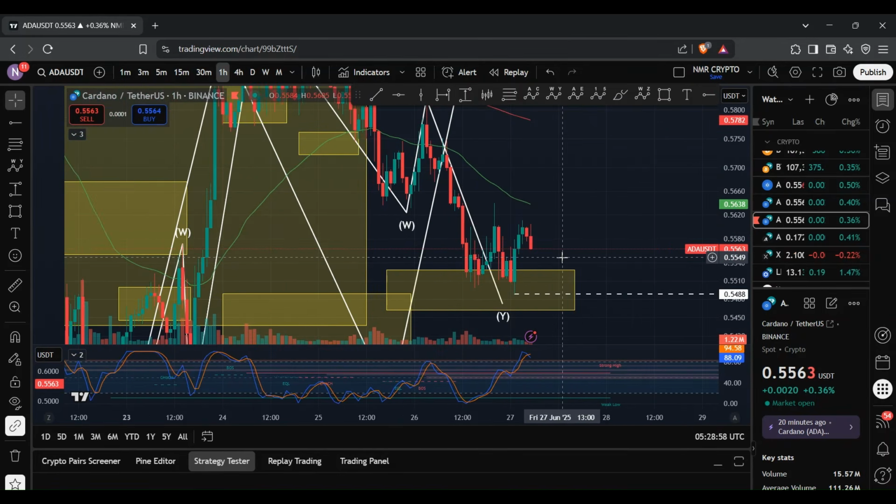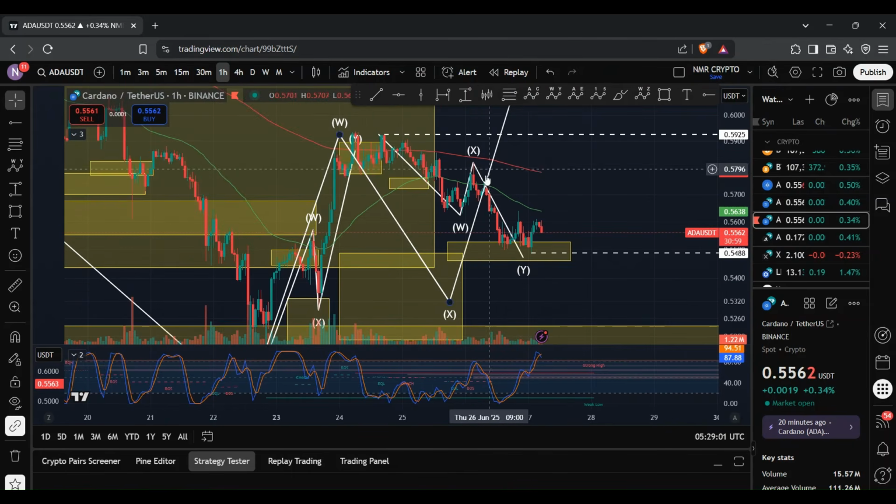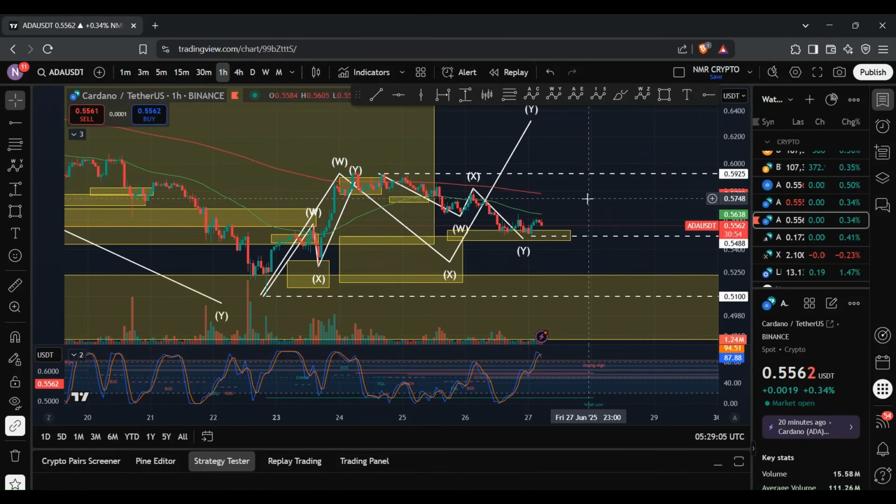And since then we have seen that move to the upside where we actually failed to retest the 50 MA. And so it will be interesting to see if this move to the downside is now complete and we get to see that move to the upside where we can then begin to track our wave Y.